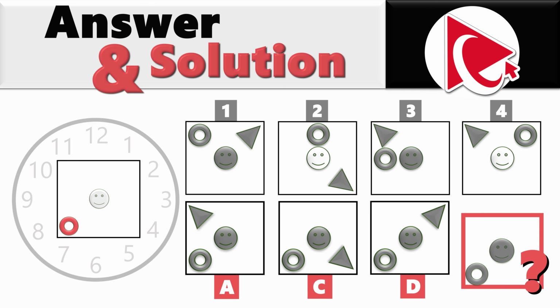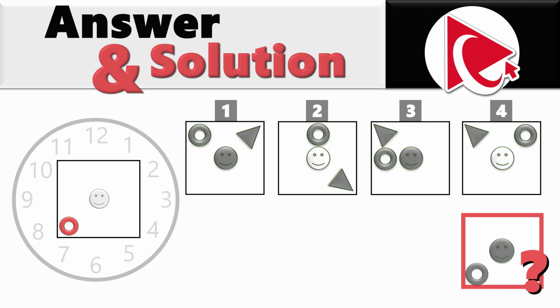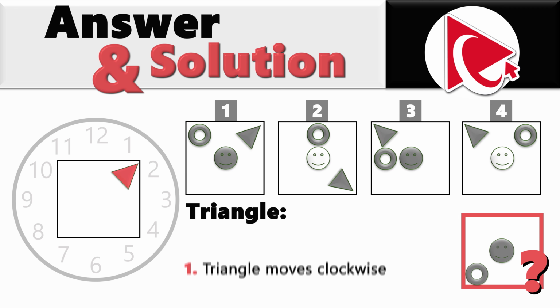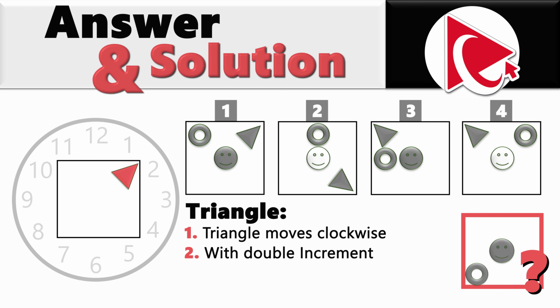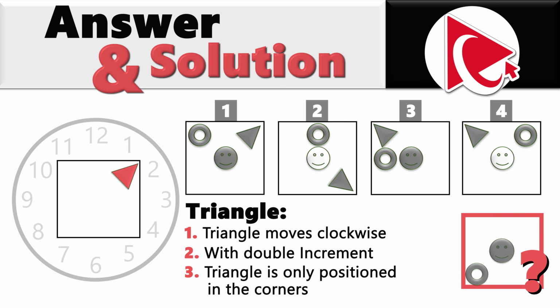It helped us narrow down the answer choices, but we still have choices A, C, and D that still match this pattern. So to solve this mystery and bring order into this disorderly situation, we need to look at the triangle. Triangle moves clockwise with the double increment. It's only positioned in the corners, and the increments are +1, where triangle moves from 1 o'clock to 5 o'clock. The next increment is +2, where triangle moves from 5 o'clock to 11 o'clock. Then +4, where triangle, in fact, stays back at 11 o'clock, because +4 means the full circle.